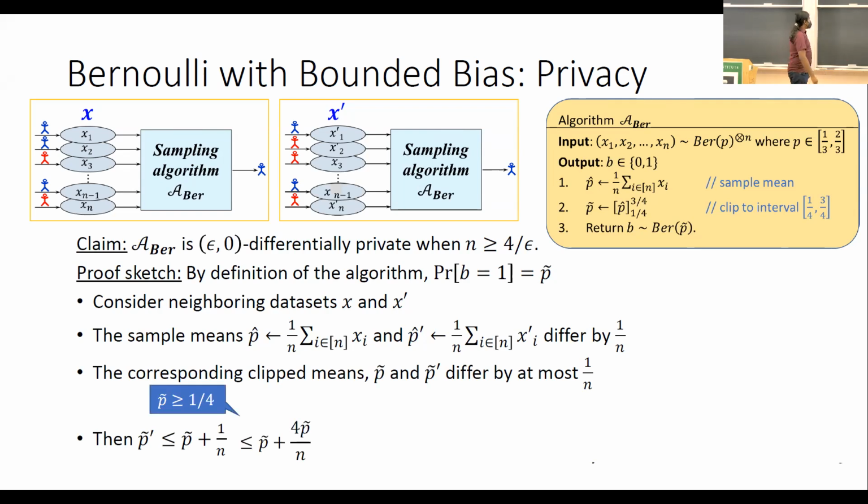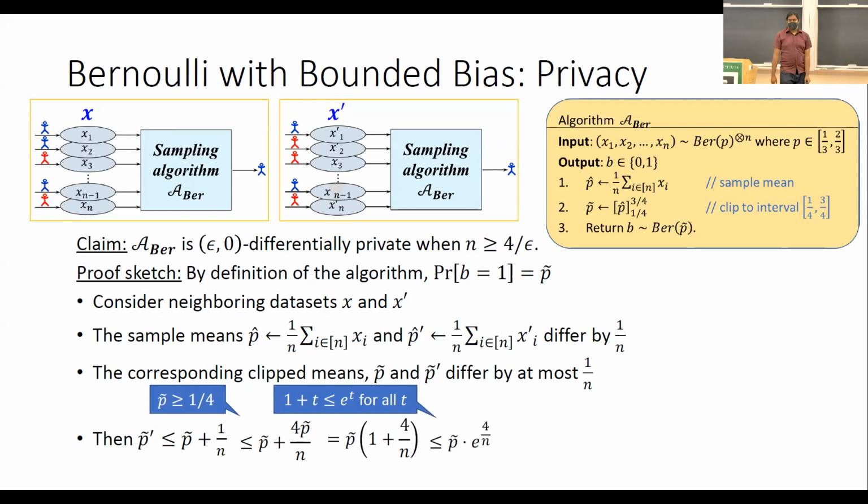And now we use the fact that we clip to the interval 1/4, 3/4. 1 is less than 4 p tilde in this setting, and so we get the second inequality, right? And now we just do some math. We take this p tilde common, and so you get 1 plus 4 over n. And now you just use a Taylor series approximation. This 1 plus t is less than or equal to e to the power t. So this looks like p tilde times e to the power 4 over n. And if n is sufficiently large, this is less than or equal to p tilde times e to the epsilon.